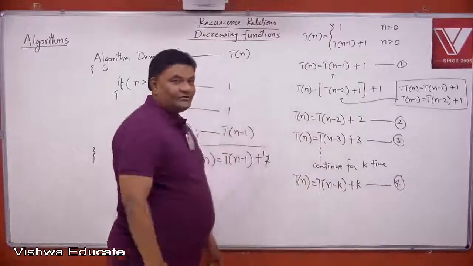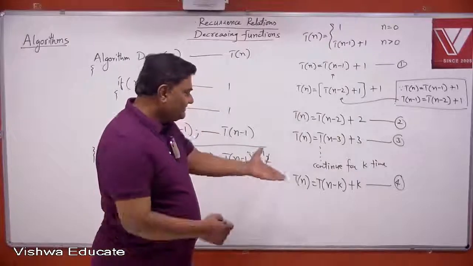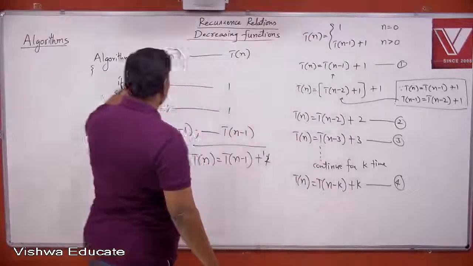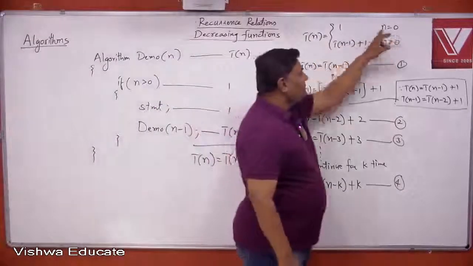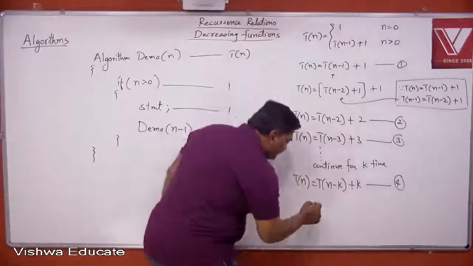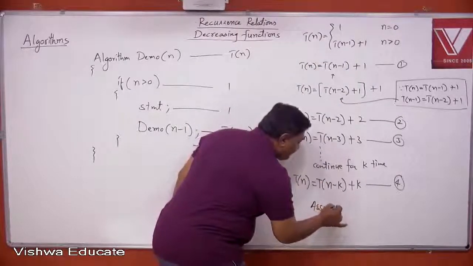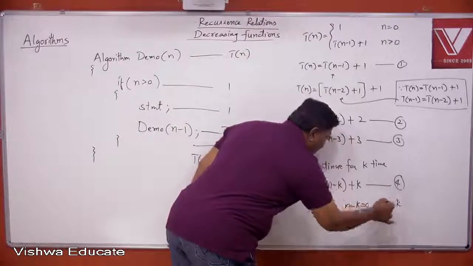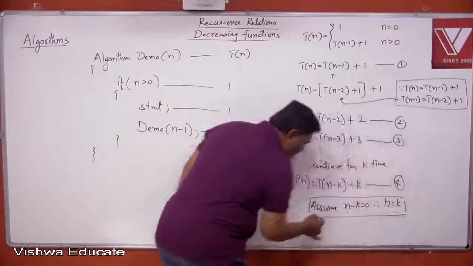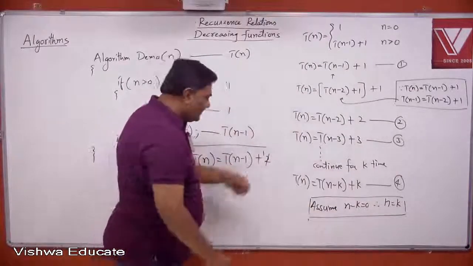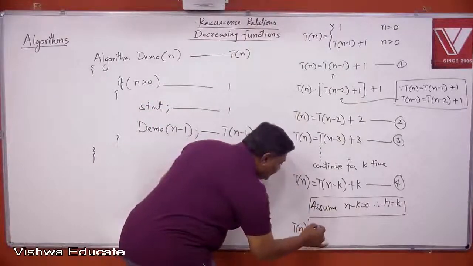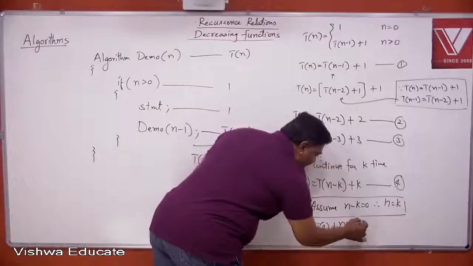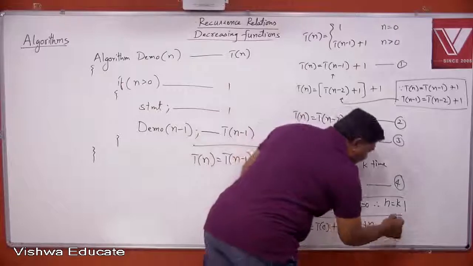Now we have to stop here and say that this can be solved, because we have to assume that this has become small. What is small? This is n equal to 0. So we assume n minus k is equal to 0. Therefore, n is equal to k. This is the assumption. Then Tn is equal to T0 plus k, and k is n. So this is 1 plus n. And this is theta of n.